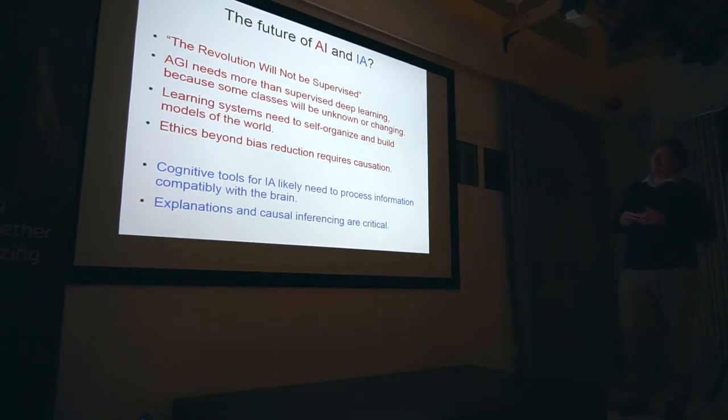So I'm suggesting here that the future of AI will not be supervised. The problem with supervised deep learning is that we've already predefined what the classes are, and many of them are actually unknown and changing. And learning systems really need to self-organize and build models of the world to be really useful. And ethics in AI needs to look beyond just bias reduction, but also consider the causes.